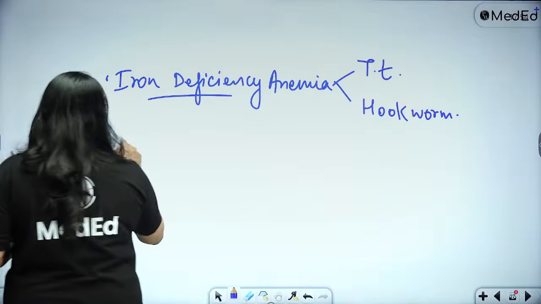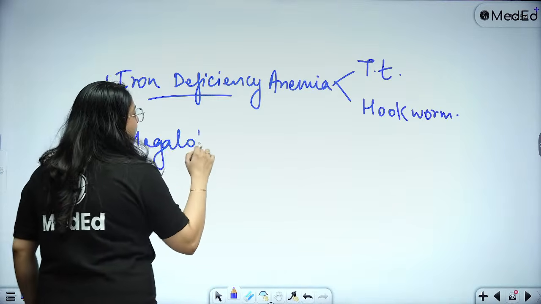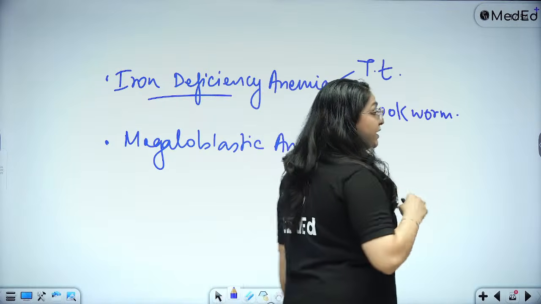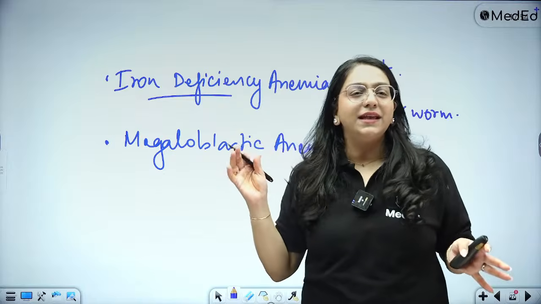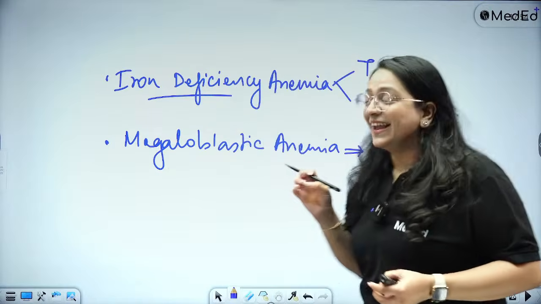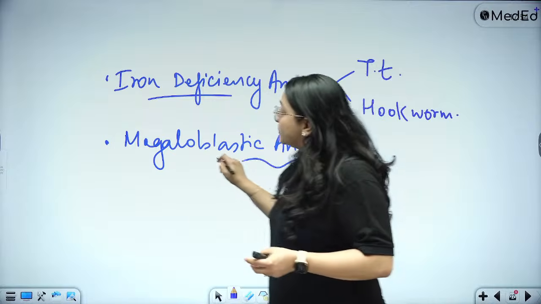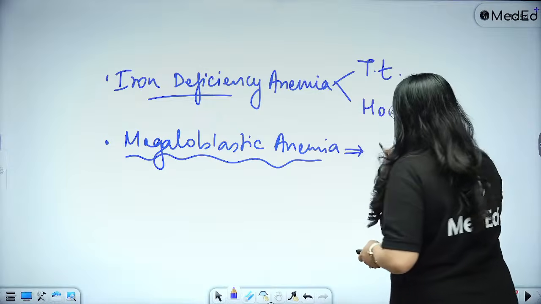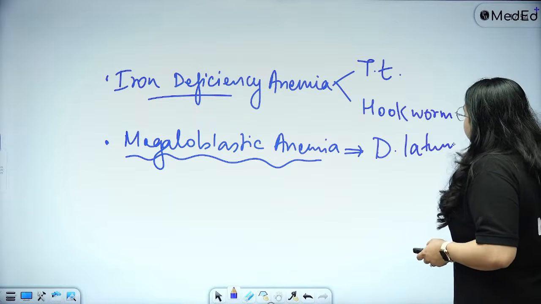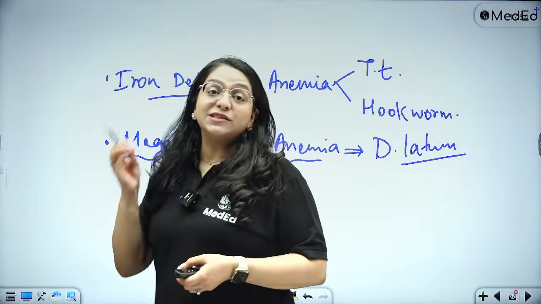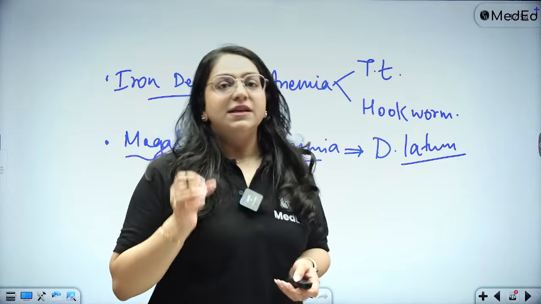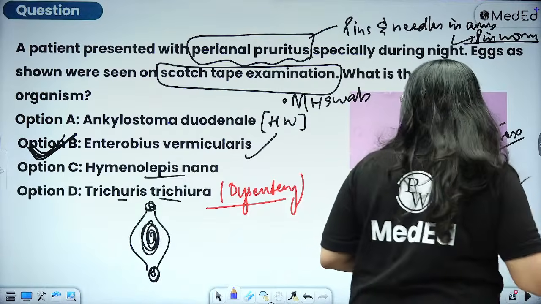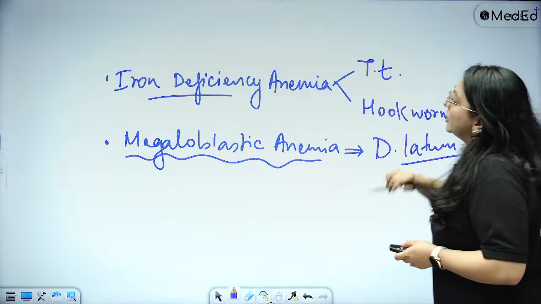And then the other one is the megaloblastic anemia, because of B12 deficiency. I know that B12 is absorbed through the intestine, and there is a very, very huge parasite sitting in the intestine which will not allow any B12 to get absorbed. Diphyllobothrium latum. Diphyllobothrium latum is not just the largest cestode, it is the largest parasite of the human. Sorry for the confusion. Okay, Enterobius vermicularis, done.